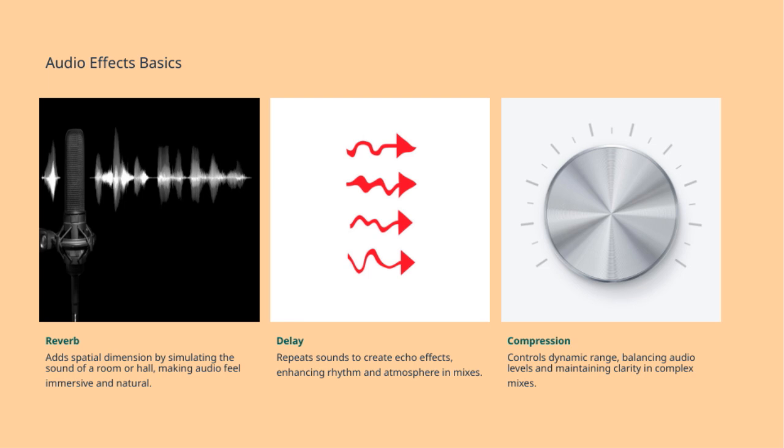Finally, we have reverb. Reverb adds a sense of space by simulating how sound behaves in a room or hall. It makes your audio feel more natural and three-dimensional, helping listeners feel like they're right there with the performers. Together, these effects are fundamental for adding richness and dimension to your mixes, and understanding them is key to achieving professional-sounding results.